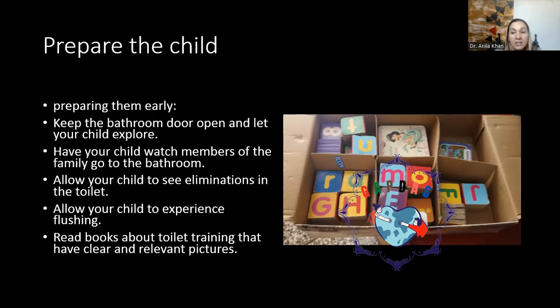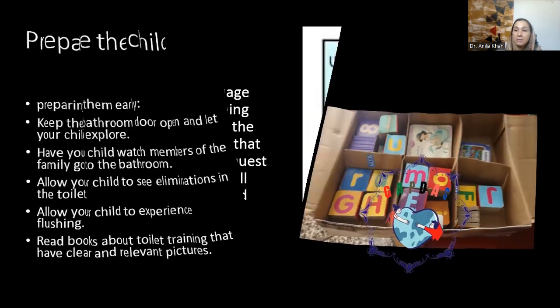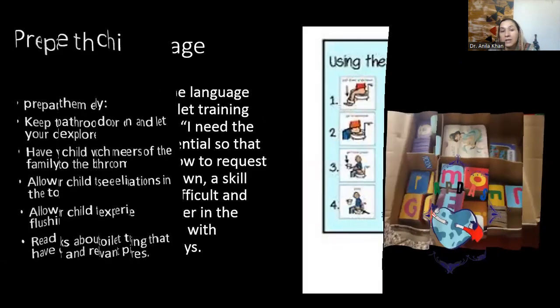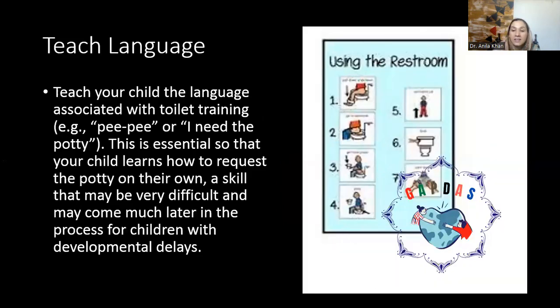Allow your child to experience flushing. Like I told you, allow your child to open the tap, the small shower, and the other shower on the floor, and also allow your child to flush, so they understand what this is all about. Like I told you, read books about toileting that have clear and relevant pictures. It is also going to help your child. For example, in the next slide, this book is going to help the child because you're going to read that book in front of your child.